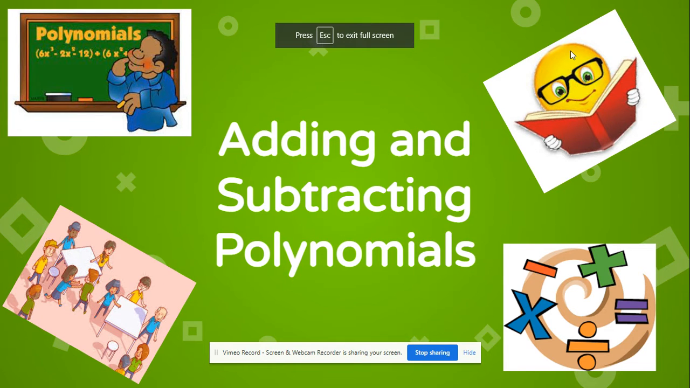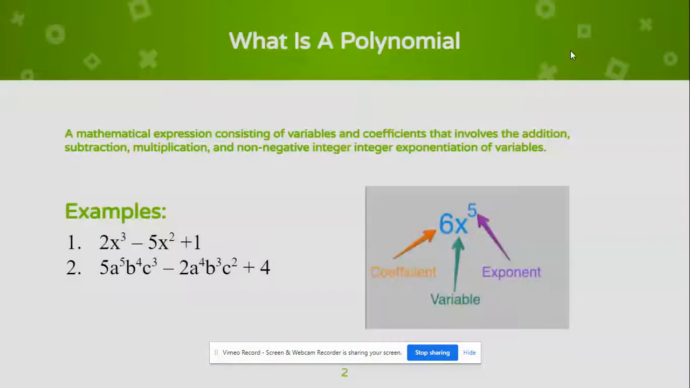We're just going to be getting into some basics on what a polynomial is, as well as I'm going to show you a step-by-step process that will allow you to solve any questions that deal with adding or subtracting polynomials. Okay. So first of all, what is a polynomial?